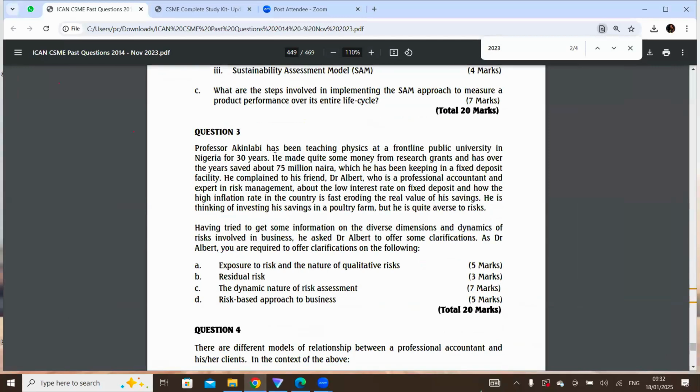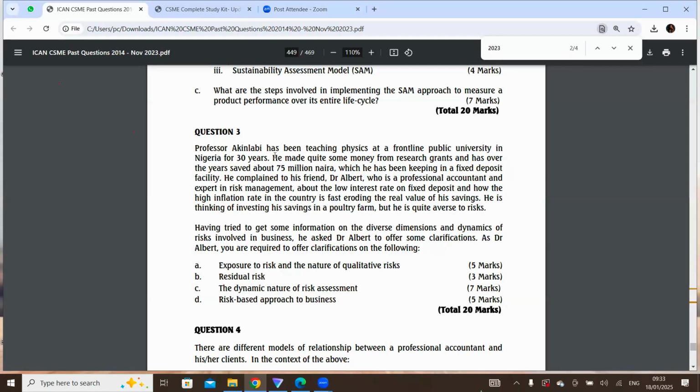Professor Akinlabi has been teaching physics at a frontline public university in Nigeria for 30 years. He made quite some money from research grants and has over the years saved about 75 million naira, which he has been keeping in a fixed deposit facility. He complained to his friend, Dr. Albert, who is a professional accountant and expert in risk management, about the low interest rates on fixed deposits and how the high inflation rate in the country is fast eroding the real value of his savings. He is thinking of investing his savings in a poultry farm, and he is quite averse to risk. Having tried to get some information on the diverse dimensions and dynamics of risks involved in business, he asked Dr. Albert to offer some clarifications.